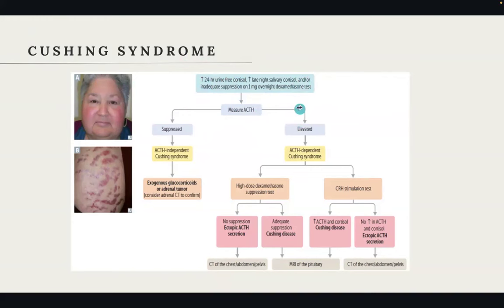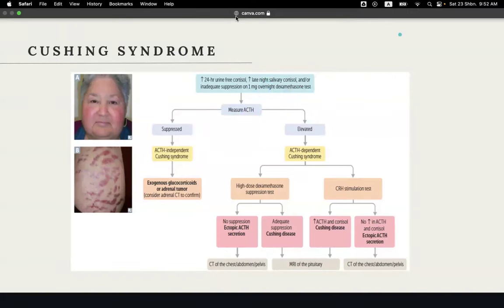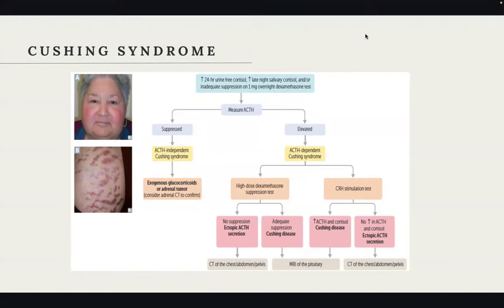Now, dexamethasone basically suppresses the production of, essentially what dexamethasone is, it's a synthetic cortisol. So you'd give a synthetic cortisol and then measure ACTH. Now, I've confirmed that I have high cortisol, right? I will then measure ACTH. I want to find out where exactly this high cortisol is coming from.